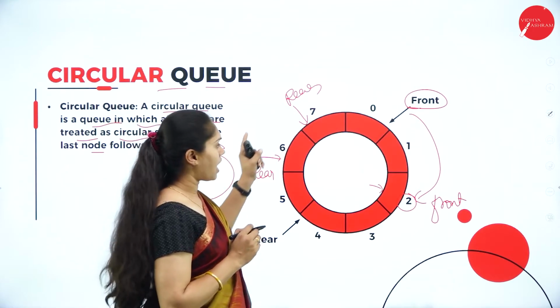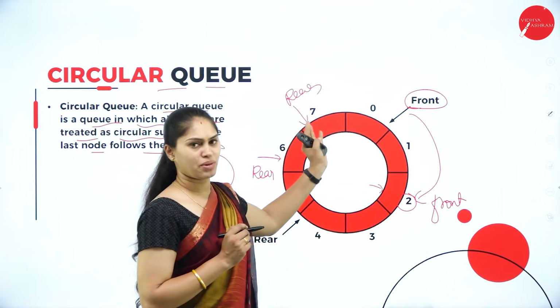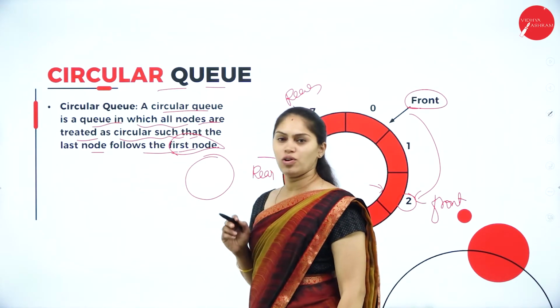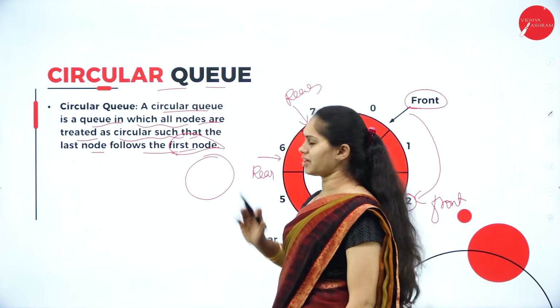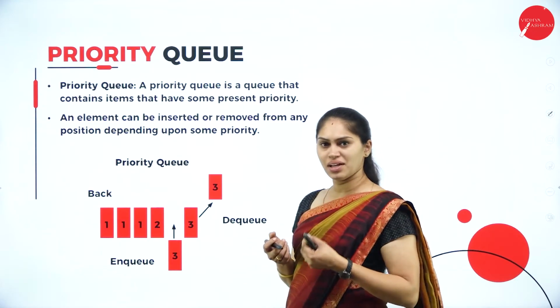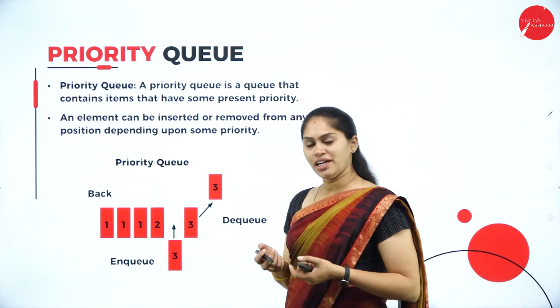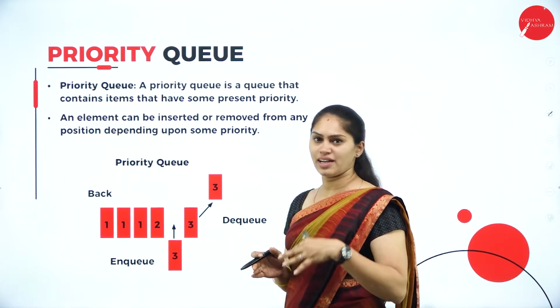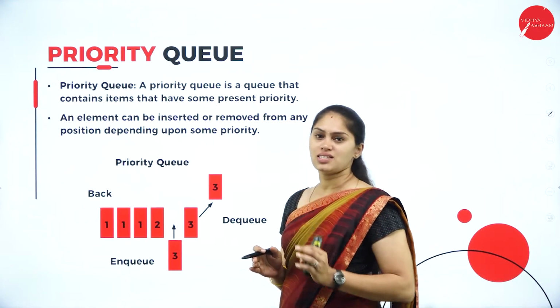So the last element is going to have an attachment with the first element, or it will be followed by the first node or first element. This is the circular queue. Next what we have is a priority queue. As the name indicates, we are giving some priority for the operation of enqueue or dequeue. That means for the insertion or deletion, we are doing it on some priority.